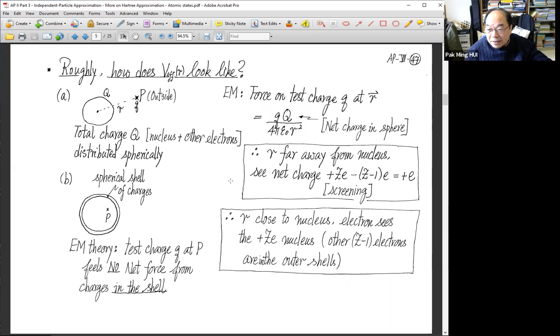There is a second exercise that you did in E&M. If I have a spherical shell of charges and you are inside the shell, at this position the force from this bit will be canceled out by some force on the other side. Therefore, if you put a test charge at P, it feels no net force. So I'm just reminding you of these two E&M results.